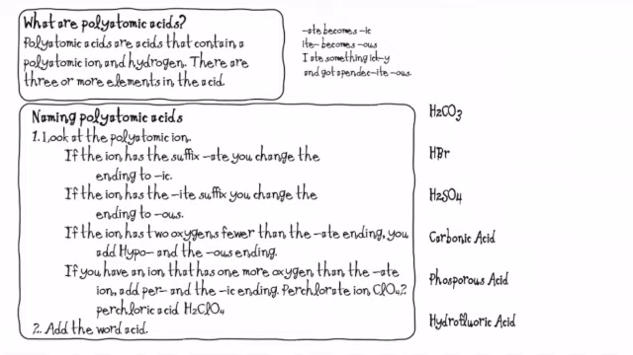What are polyatomic acids? Polyatomic acids are acids that contain a polyatomic ion and hydrogen. There are 3 or more elements in the acid. So look at the polyatomic ion. If the ion suffix is ate, you change it to ic. If the ion is ite, you change it to ous. If the ion has 2 oxygens fewer than the ate ending, you add hypo and the ous ending. If you have an ion that has more oxygen than the ate ion, add per and the ic ending. The perchlorate ion would be perchloric acid. Then you add the word acid.